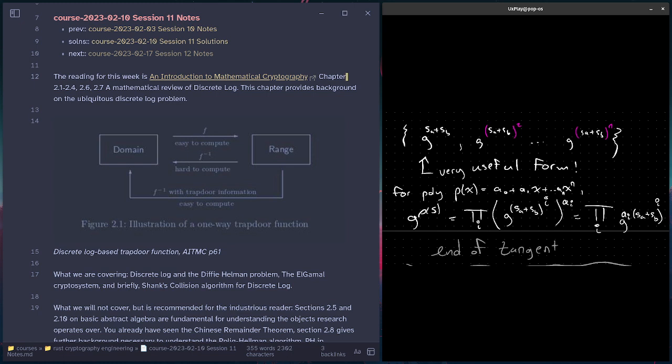But this is a very useful form for computing polynomials in zero knowledge. And you might be familiar with the term polynomial commitment scheme. This is exactly what's being done oftentimes when we're working with polynomial commitment schemes, is that some polynomial is committed behind the exponents of some value, or some polynomial is being committed in the exponent of some generator.